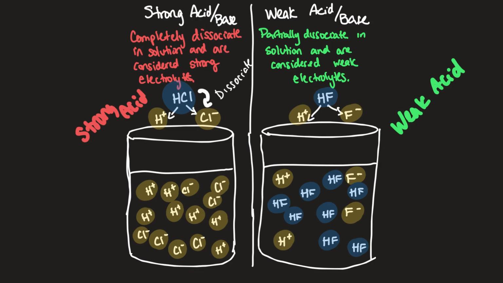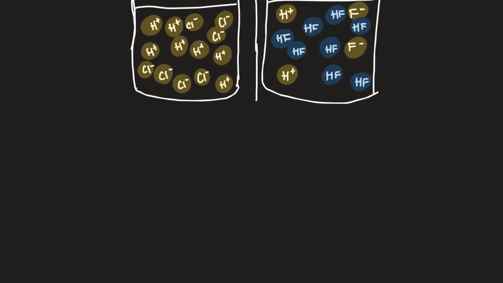Let me give you a list of all our strong acids and strong bases, because there are a lot fewer strong acids and strong bases, and a lot more weak acids and weak bases. So I'm just going to give you a list of strong acids and strong bases, and you can assume that everything else, if it's an acid or base, will be a weak acid or base.